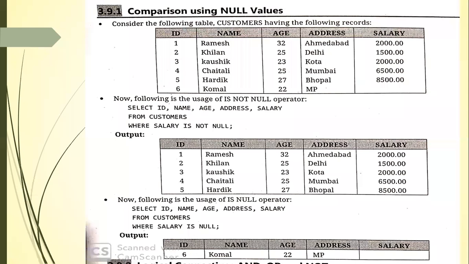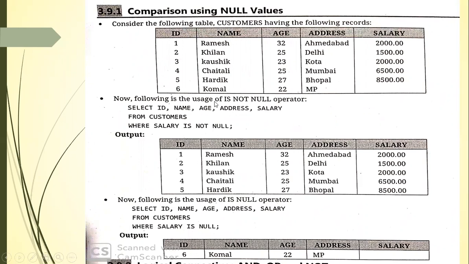Now next, here we can consider comparison using null values. Different types of comparisons will be considered, and here we consider this particular database. In that database we have the columns ID, name, age, address and salary, and the salary column can accept a null value. The salary column has a numeric data type, so here we don't mention anything for Komal, age 22, address MP. Now in this case we need to compare the null value.